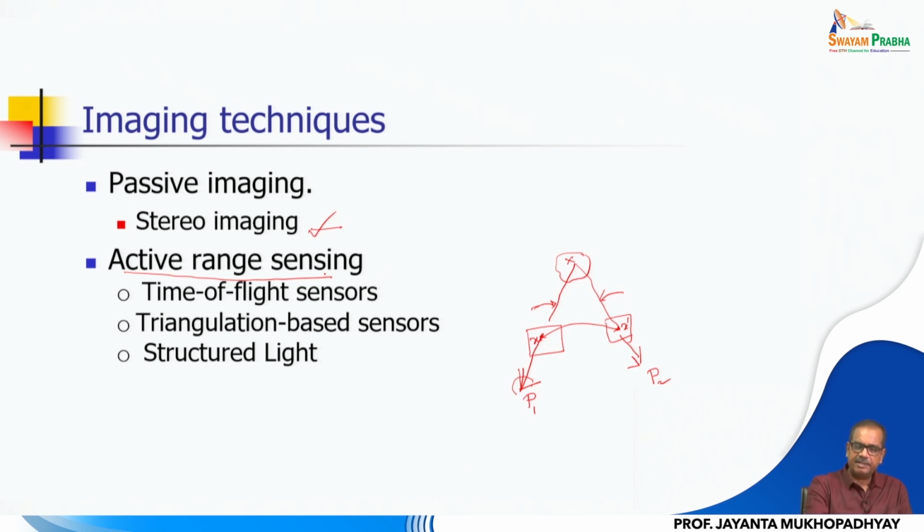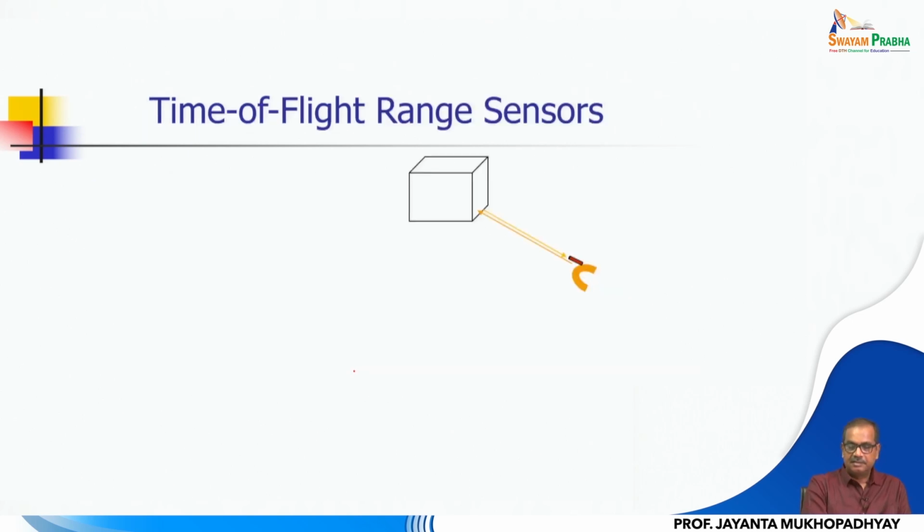So, the active imaging principle says that there is an additional energy that you have to project on a particular object. The methods which fall under this category are time of flight sensors and triangulation based sensors. Structured light is also another innovative way of applying the same stereo principle using an active imaging technique. First, let us consider the time of flight range sensors and the principle behind them.